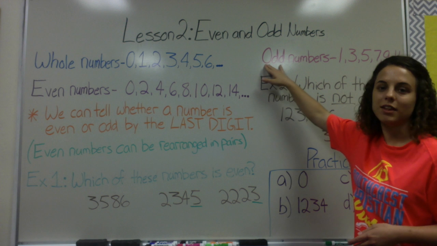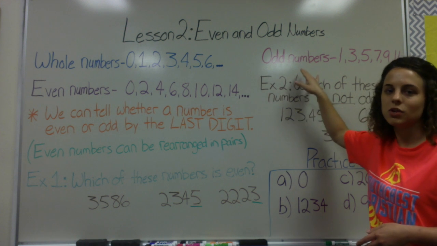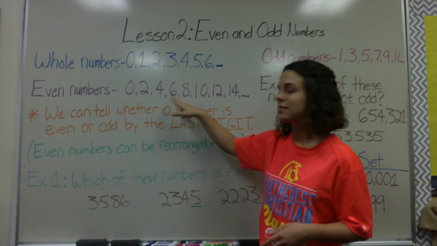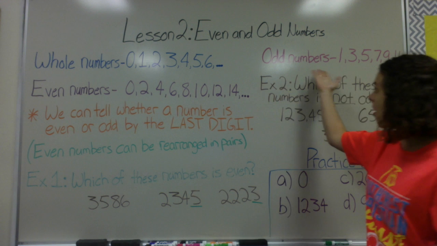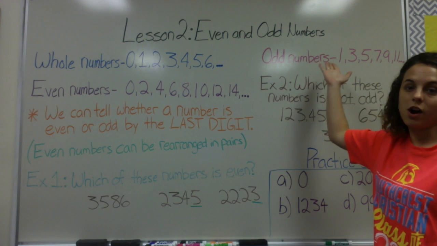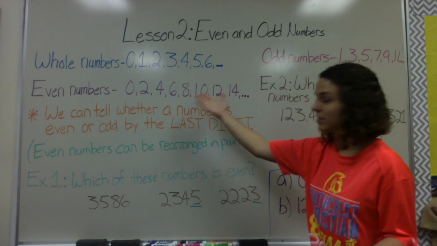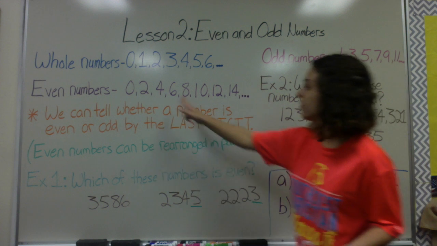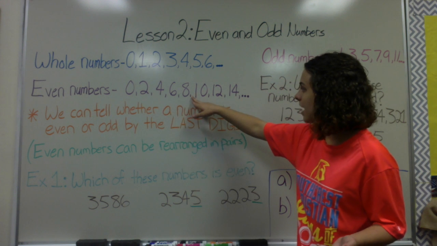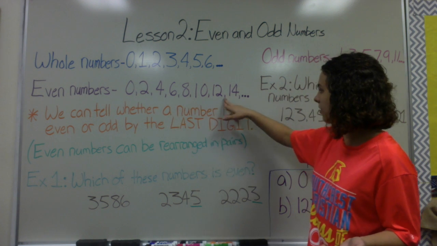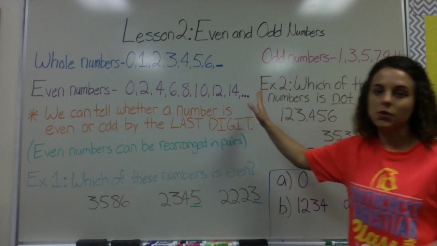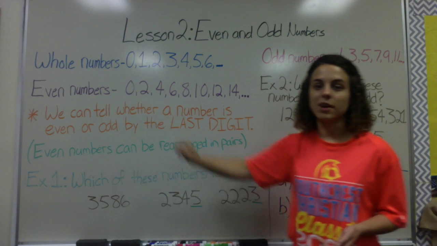Now, we also have odd numbers over here. I don't know if you can see with the glare, but it says odd numbers. The opposite of even numbers: if a number is not even, it is odd. Our odd numbers are all the other numbers, 1, 3, 5, 7, 9, 11, 13, 15. So it fills in all the gaps between your even numbers.